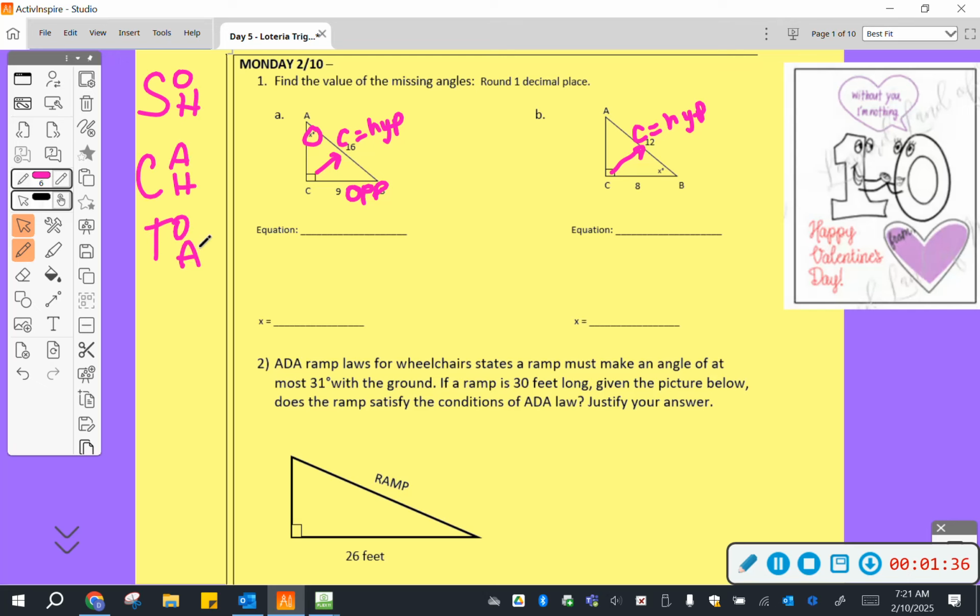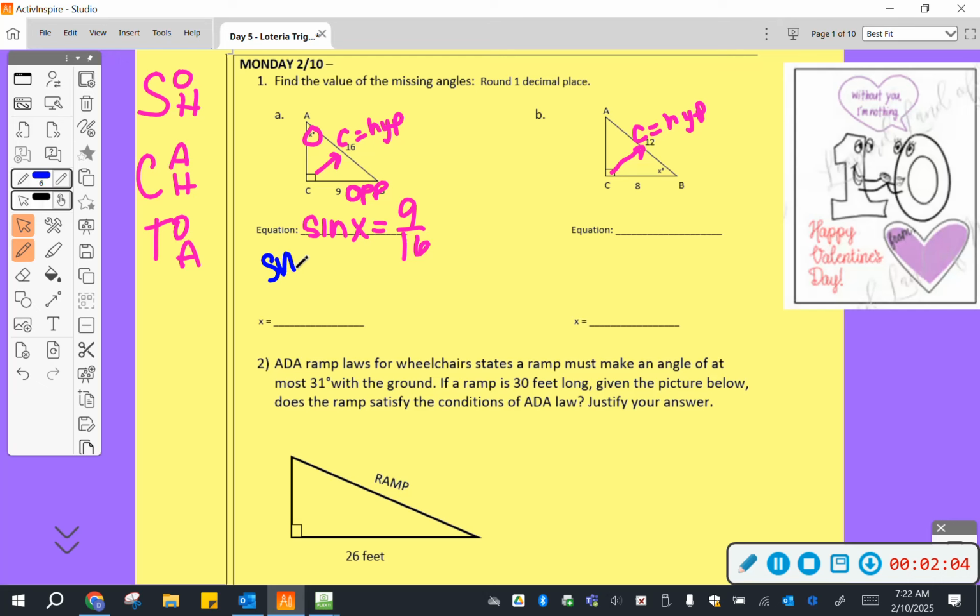Do I have SOH, CAH, or TOA? So I'm going to do the sine of my angle, which is x. So is O over H. What is my opposite over my hypotenuse? 9 over 16. On Friday, if you weren't here, we learned how to get x by itself if it's the angle. What did we learn to do?